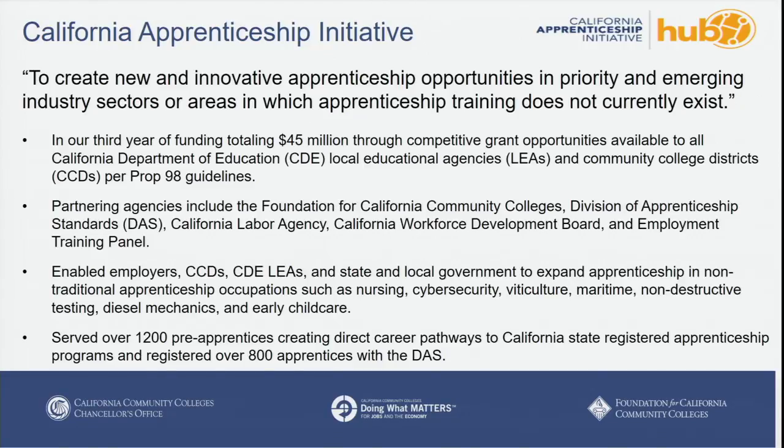These grant funds have enabled diverse groups of employers, college districts, CDE LEAs, as well as local and state governments an opportunity to create apprenticeship opportunities in non-traditional occupations such as nursing, cybersecurity, viticulture, maritime, non-destructive testing, and early child care development. Since rolling out the California Apprenticeship Initiative RFAs in September of 2015, we have now served over 1,200 pre-apprentices, creating a direct career pathway for them into California state registered apprenticeship programs. And we have successfully registered over 800 apprentices through these funds.